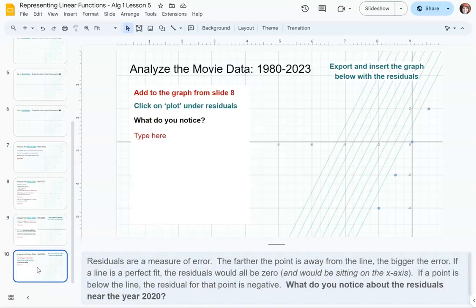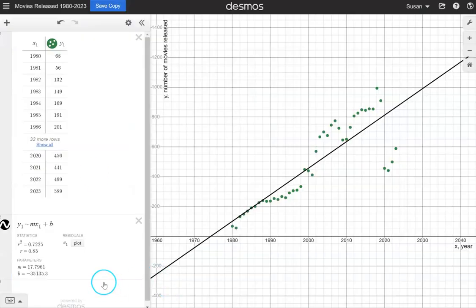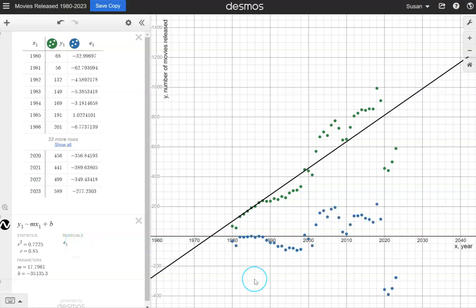And then the last one we're going to do is residuals. This is new also, but it's super easy. One thing about Desmos is they made all of this about as painless as possible. They literally only have to press a button. So they're going to press this button right here that says plot. And when they do, it's going to plot the residuals.